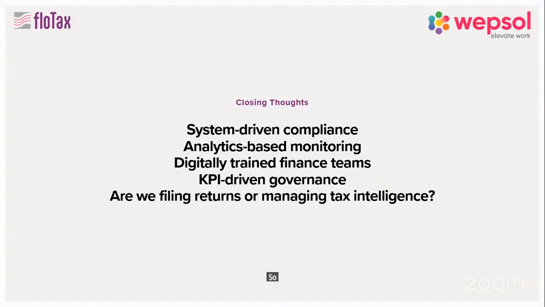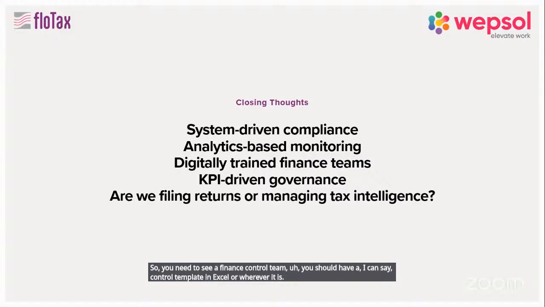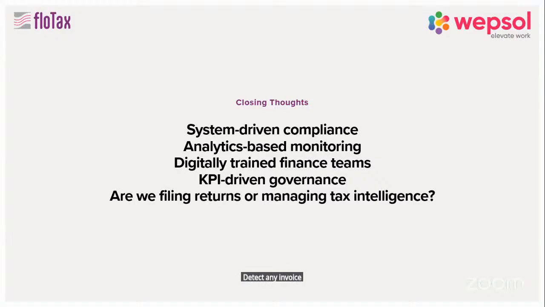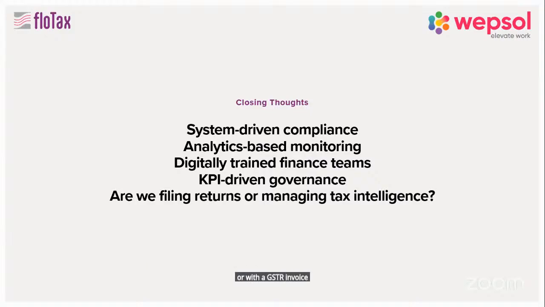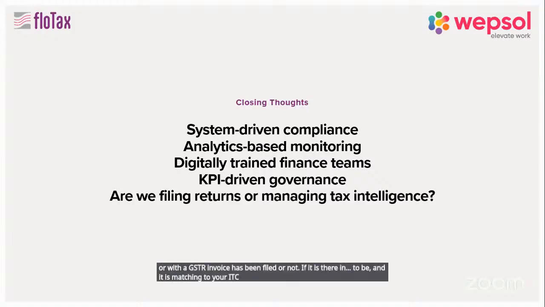So you need a finance control team. You should have a control template in Excel or wherever, to detect e-invoices automatically from vendor invoices and the GSTR-2B data. Then verify your own data, whether it matches your above-5-crore invoices, whether e-invoice is there or not, and whether the GST invoice has been filed or not. If it is there in 2B and it matches your ITC, then you can take input credit. Otherwise, you will not be able to take input credit.